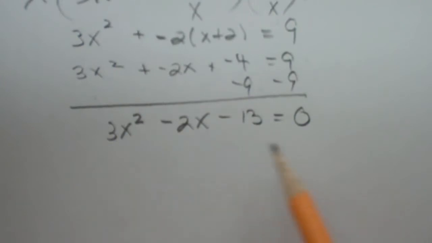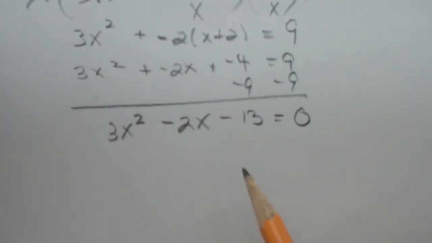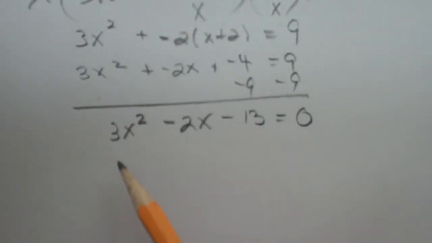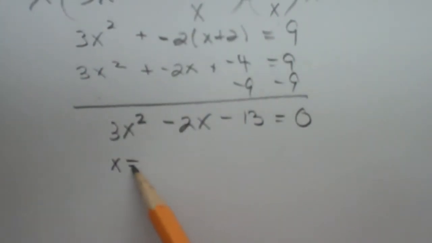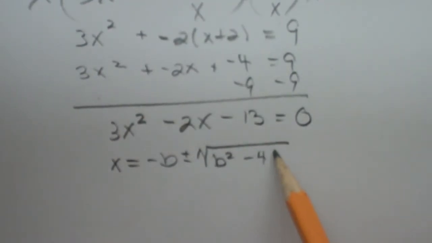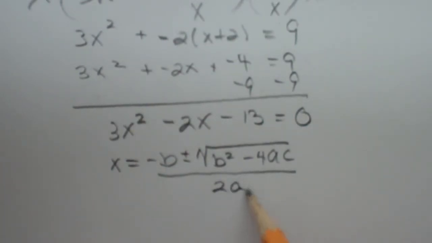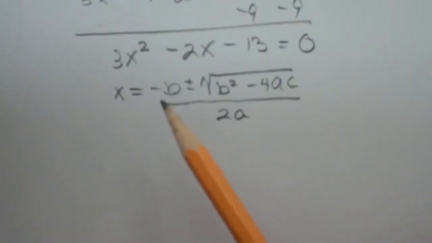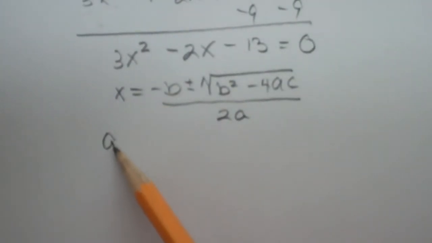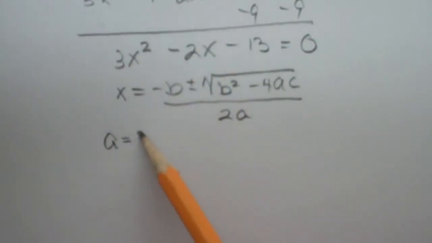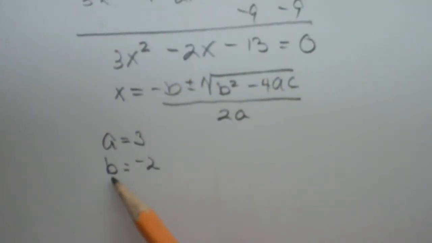I take a look at it to see if I can factor this. I don't think we can factor this, but we can use the quadratic formula. Remember, the quadratic formula looks like this. X equals negative b plus or minus the square root of b squared minus 4ac all over 2a. So what are the values of a, b, and c? Well, a is equal to 3, b is equal to negative 2, and our c is equal to negative 13. Let's plug these values into the quadratic formula and try to find x.